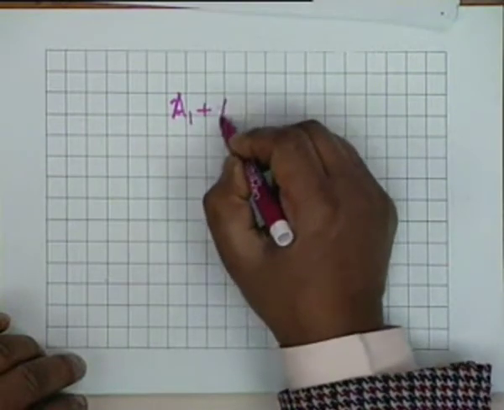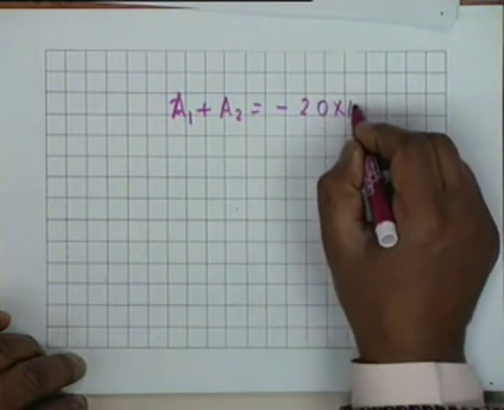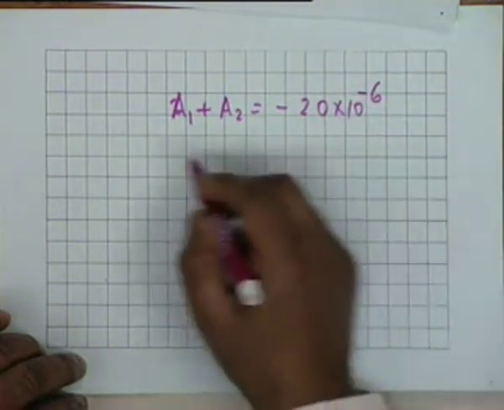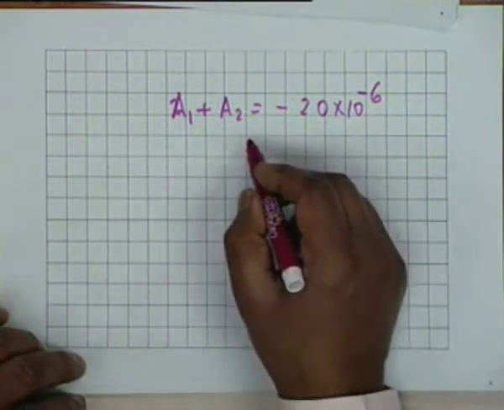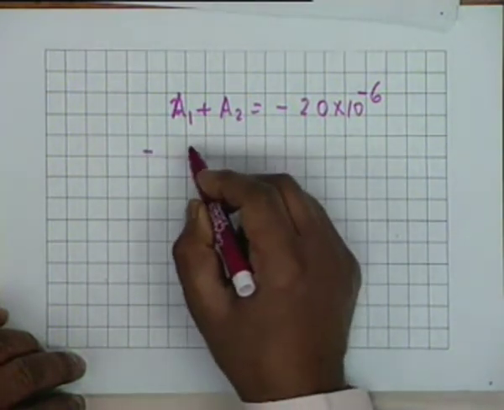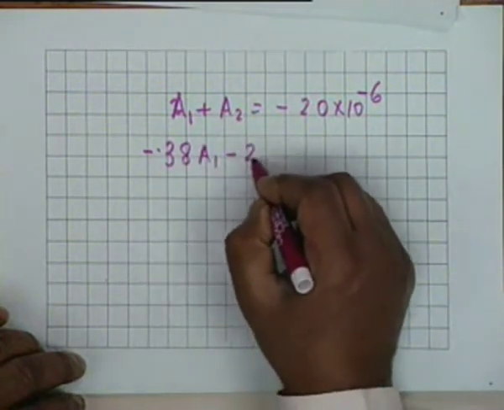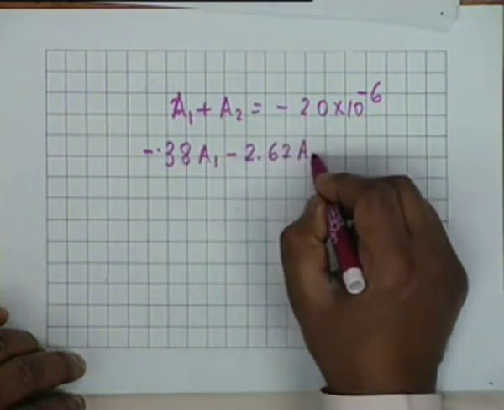I was waiting for this, and therefore I get A1 plus A2. What was this equal to? Minus 20 times 10 to the minus 6, and di dt at 0 plus. What will be di dt 0 plus? Minus 0.38 A1 minus 2.62 A2.